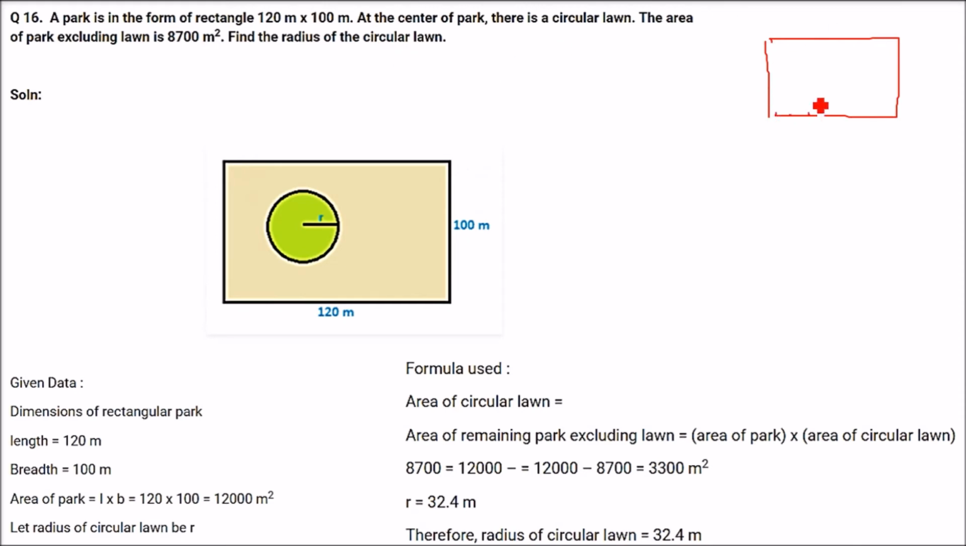So what is the area of this rectangle? It is 120 by 100. So area is simply length into breadth. So 120 into 100, that is 12000.